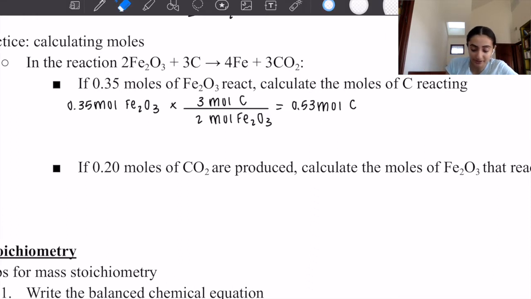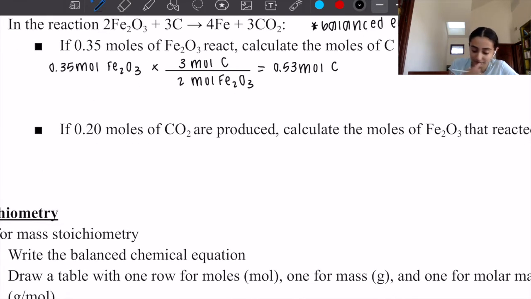It's also really imperative that in these mole ratio calculations, you have a balanced equation. So always make sure you check that your equation is balanced before you do any calculations with ratios.